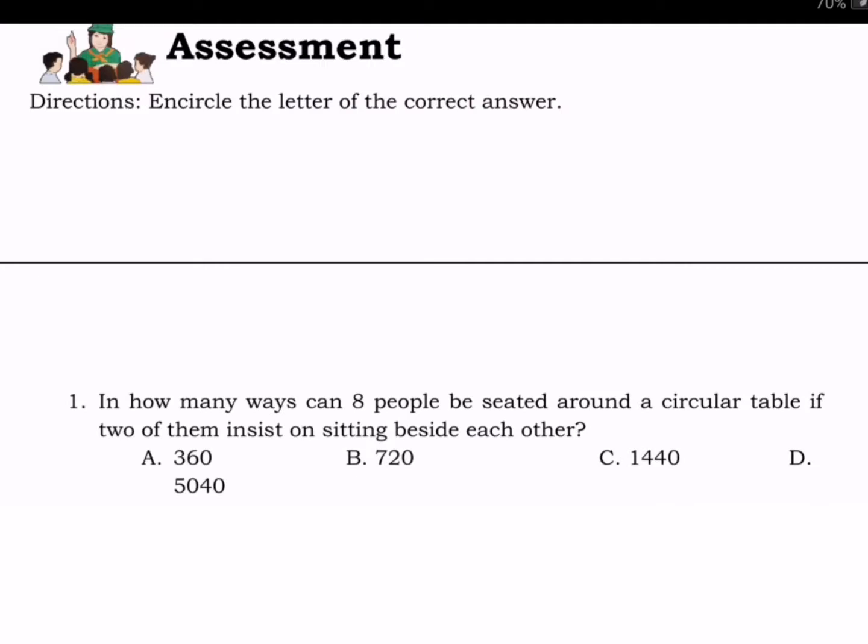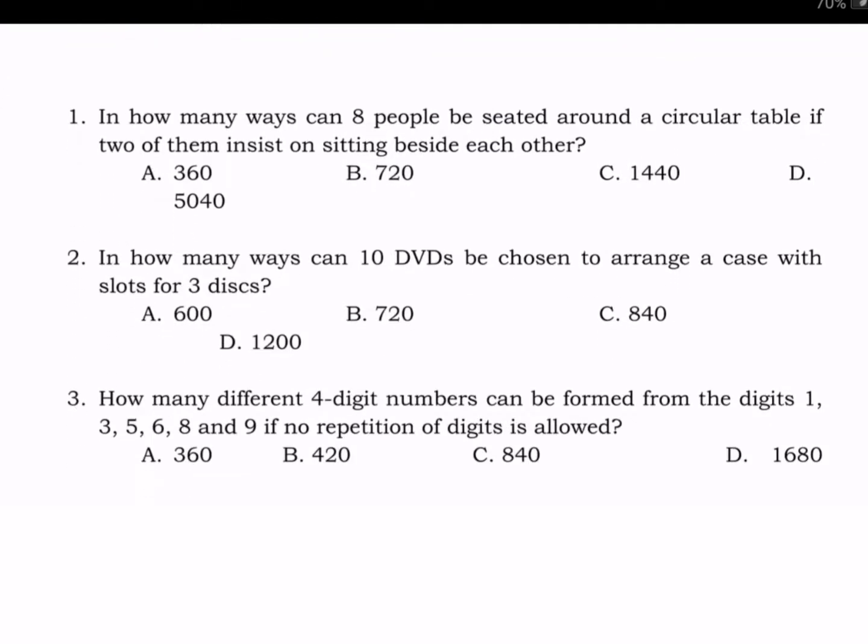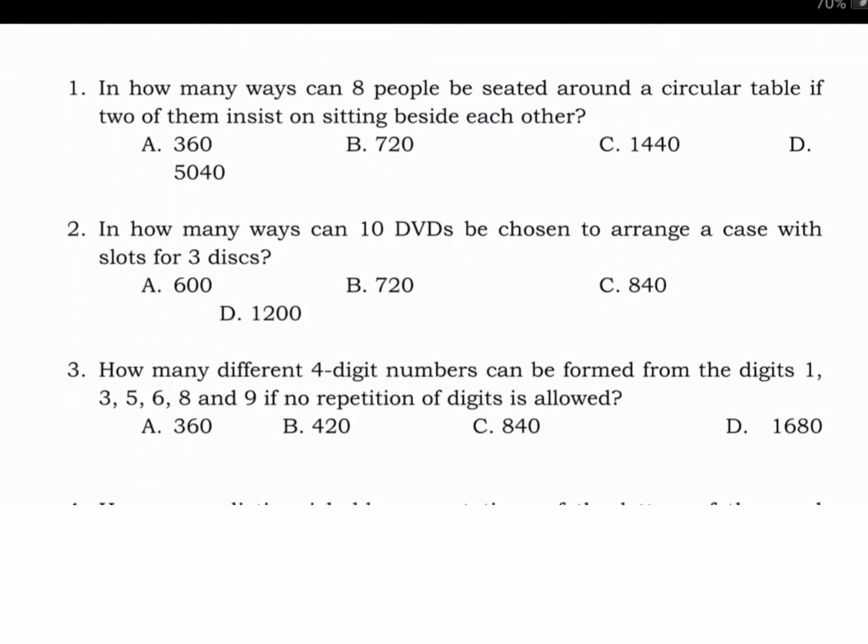Assessment. Encircle the letter of the correct answer. Number 1. In how many ways can 8 people be seated around a circular table if 2 of them insist on sitting beside each other? The answer is C, 1,440. Number 2, in how many ways can 10 DVDs be chosen to arrange a case with slots of 3 discs? The answer is C, 840.